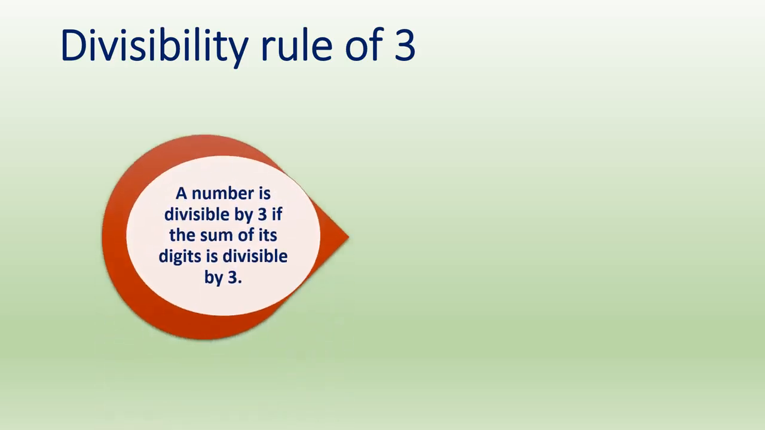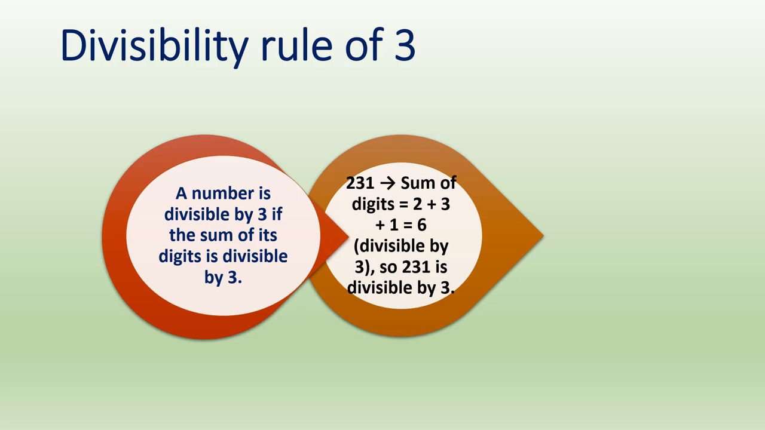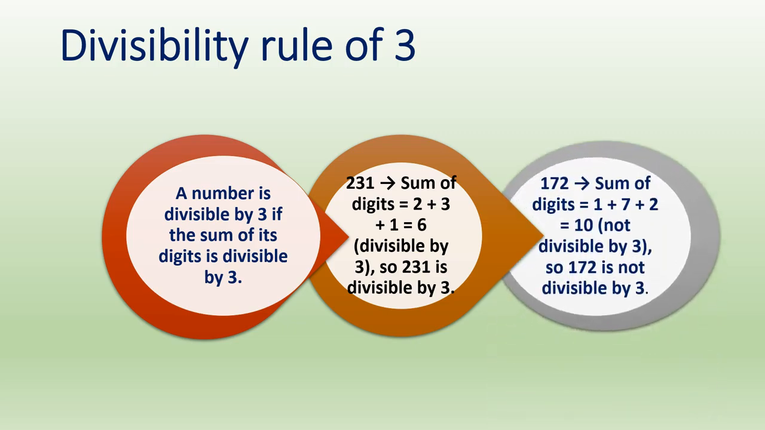Next is the divisibility rule of 3. A number is divisible by 3 if the sum of its digits is divisible by 3. Let us check with an example. 231. The sum of the digits, 2 plus 3 plus 1, equals 6, which is divisible by 3. So 231 is divisible by 3. Another example, 172. The sum of digits is 1 plus 7 plus 2 equals 10, which is not divisible by 3. So 172 is not divisible by 3.